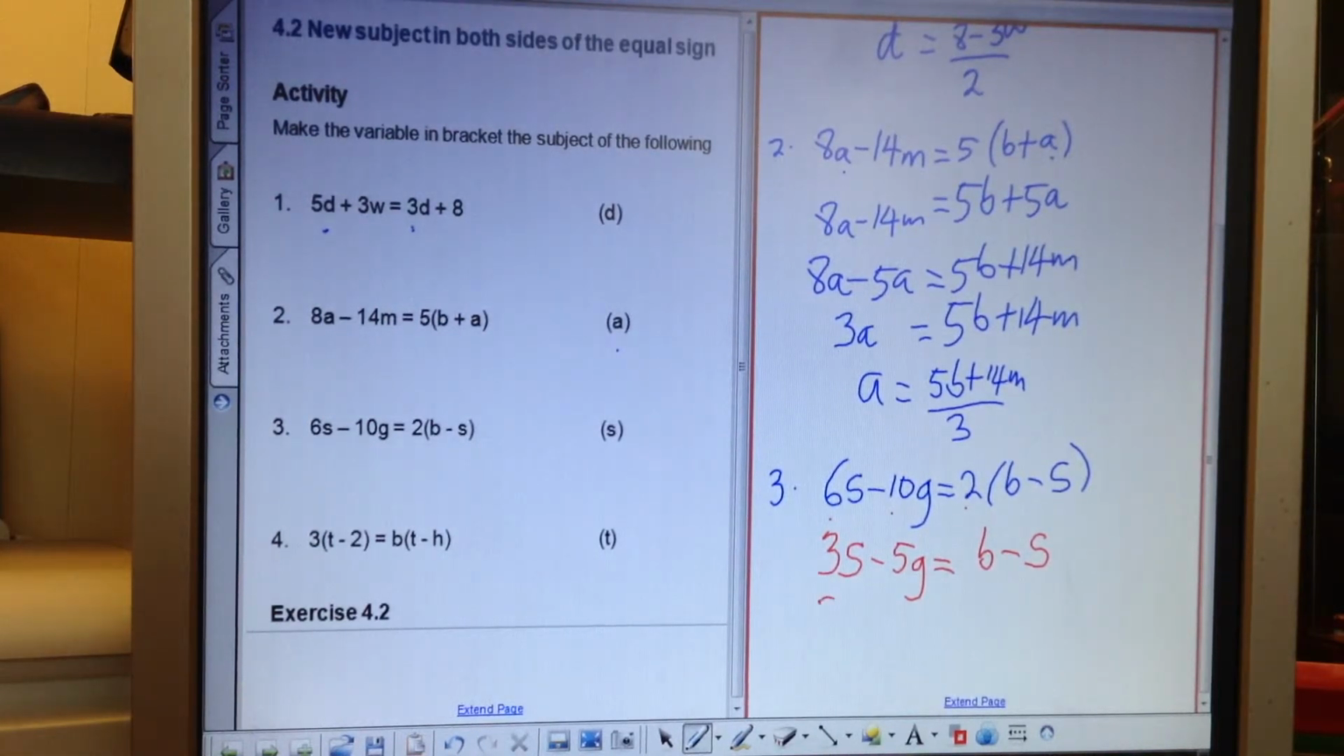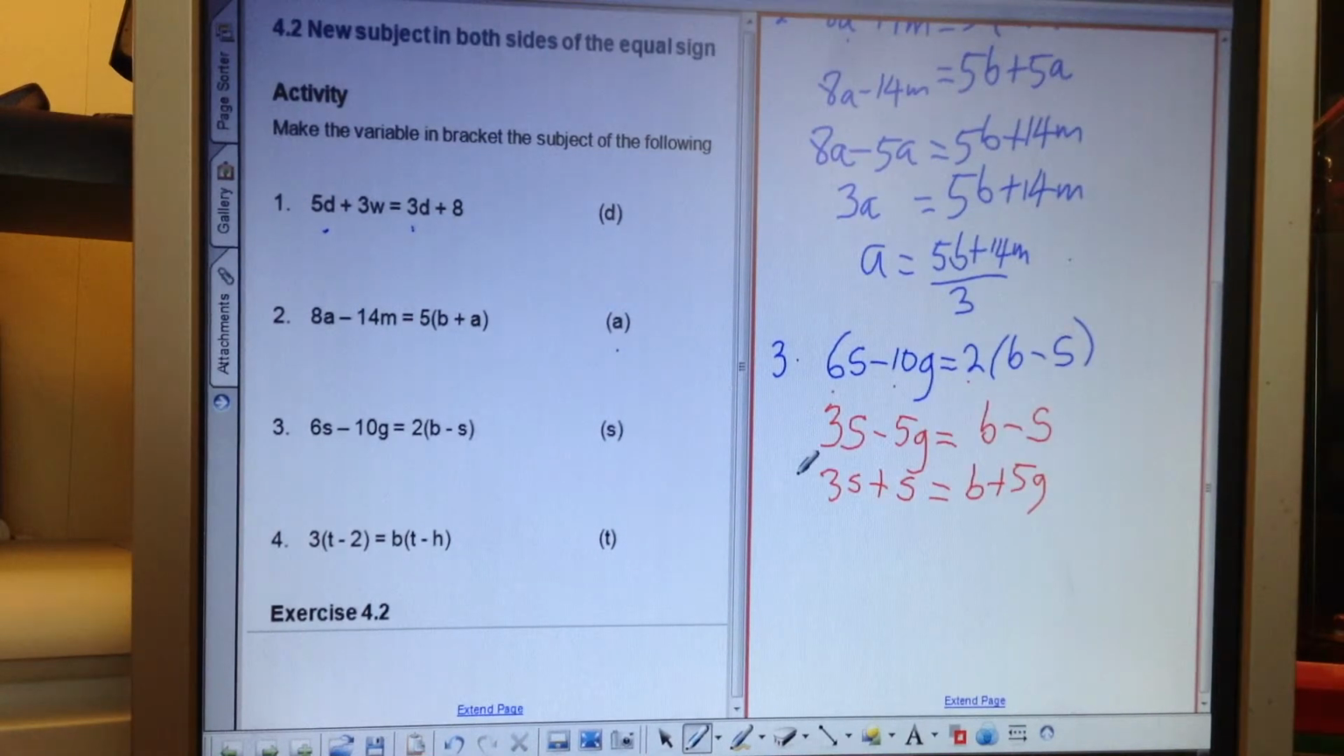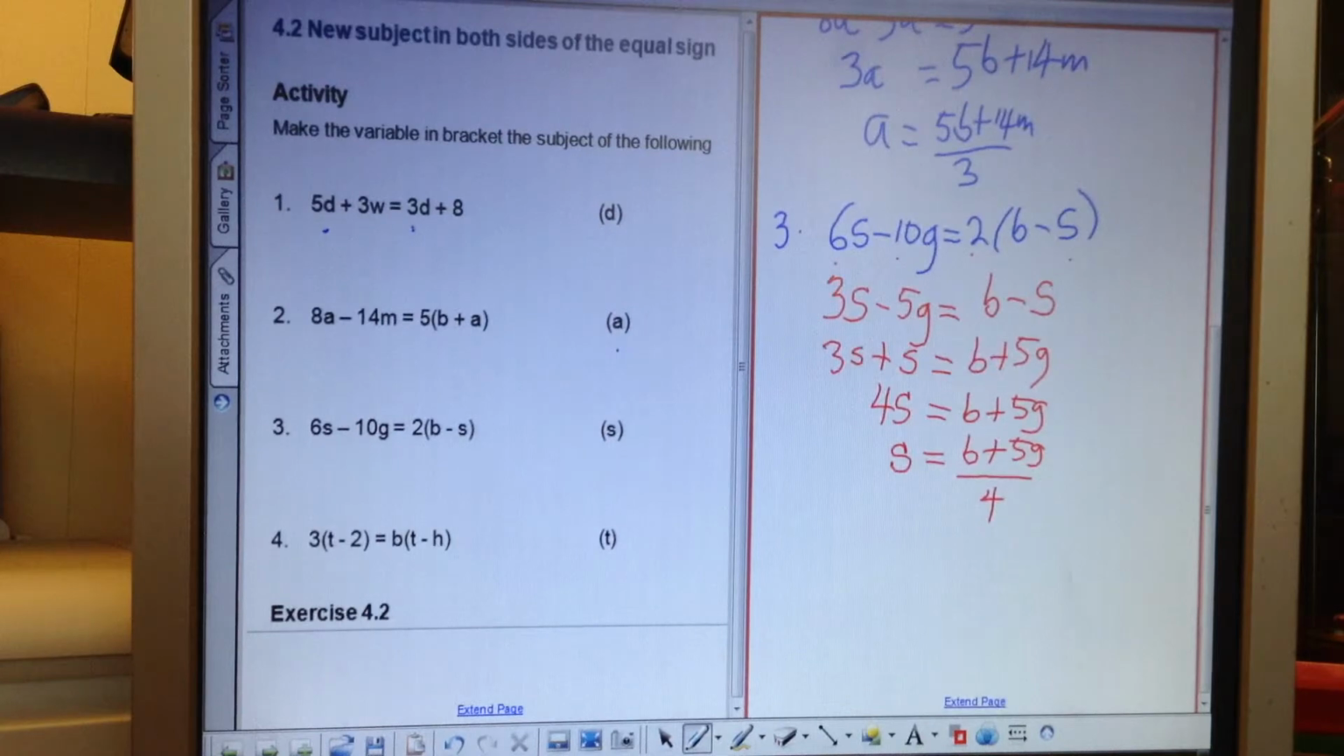So I will then have 3S add S equals, I have my B here, and add 5G. That means that 4S equals B add 5G. I then divide by 4 to be left with S equals B plus 5G over 4. I'll call that method 1.